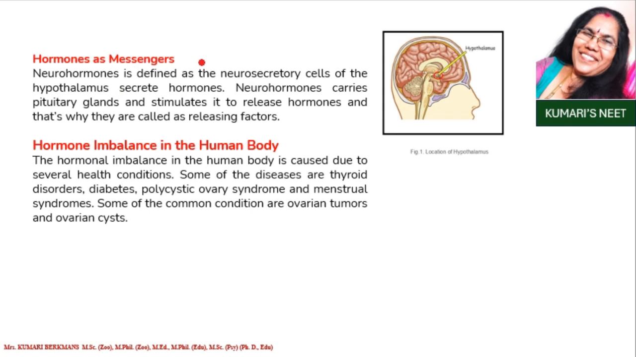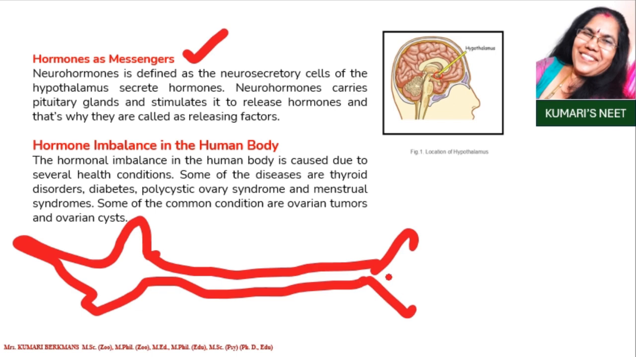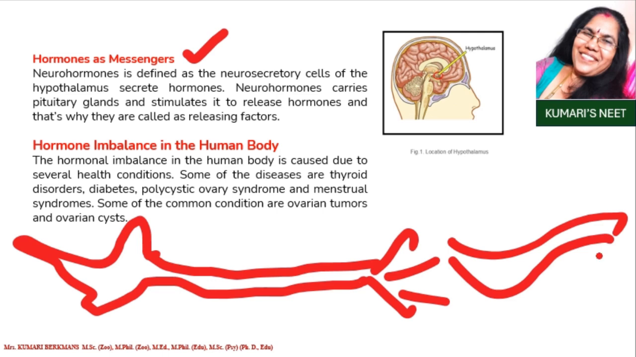And hormones as messengers. Hormones act in two ways, as a regulator as well as a messenger. As a messenger, there are neurohormones. Neurohormones are secreted by the nerves. The nerve cells secrete them and they are passed to the next nerve, so the message is carried throughout the body through the nerves. And the neurosecretory cells of the hypothalamus, as you have seen, secrete the hormone.